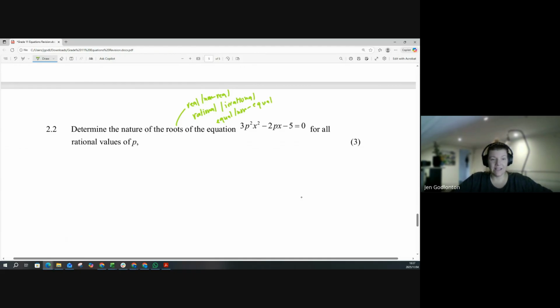So the key here is that you've got an A value, a B value, and a C value, which means you can do B squared minus 4AC to look at what your roots are. And that's going to tell you what your roots are.